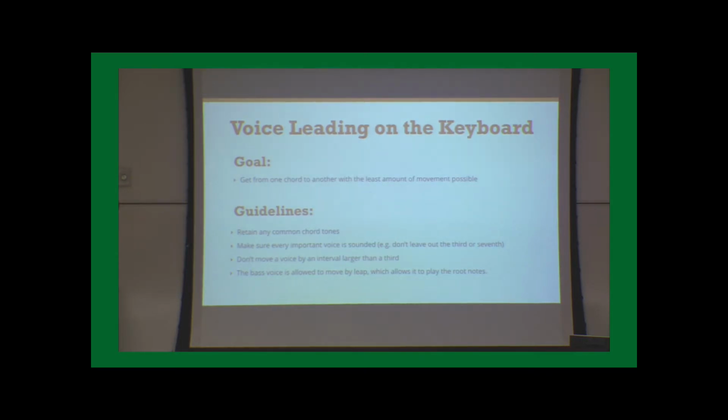Obviously, you already knew you can't move any voice by an interval larger than a third. Doesn't matter, major or minor. A third is the accepted distance. The bass voice has the golden ticket. The bass voice can move by leap. It can go pretty much anywhere at once because it usually plays the roots.